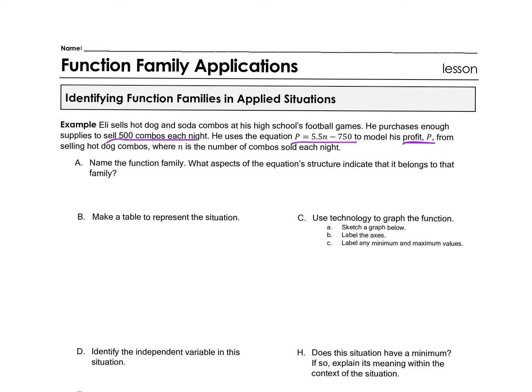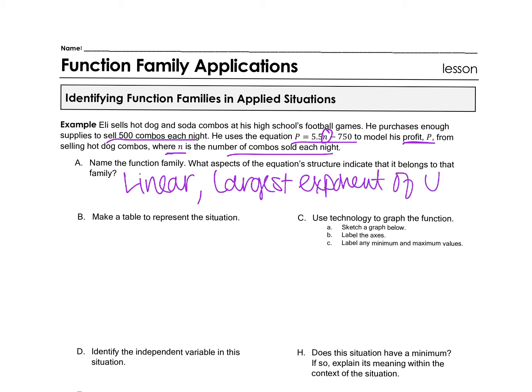So P is going to represent profit from selling hot dog combos, where N is the number of combos sold each night. Okay, so first thing we have to identify the function family. So if we notice, this is a linear equation. What aspects of the equation structure indicate that it belongs to linear? We know that based on this variable here. So remember, we talked about the other day, linear has a largest exponent of the variable. So the largest exponent is 1.